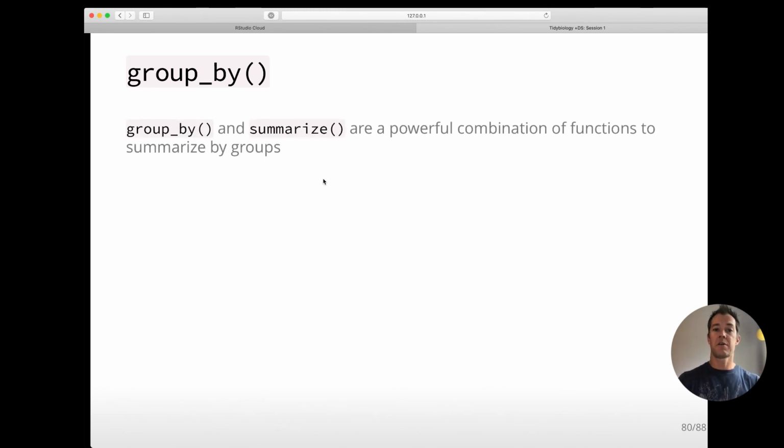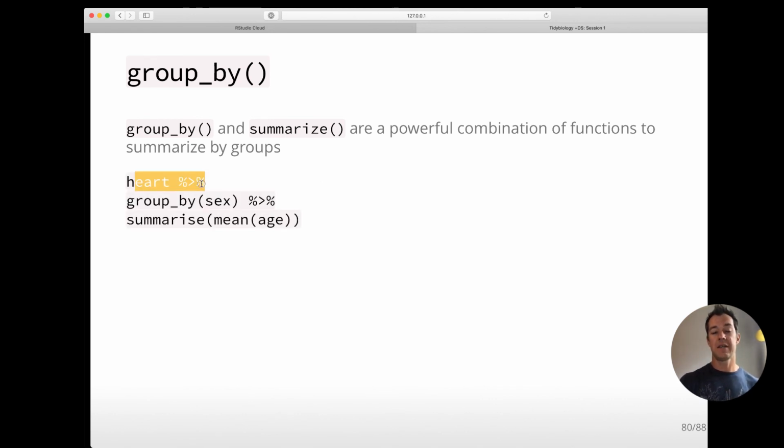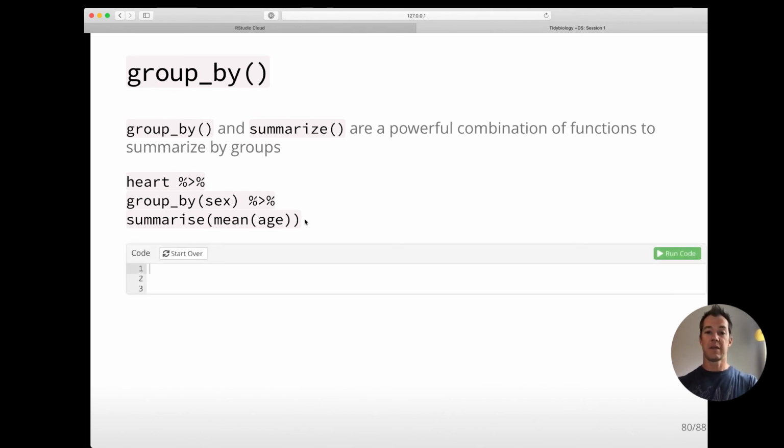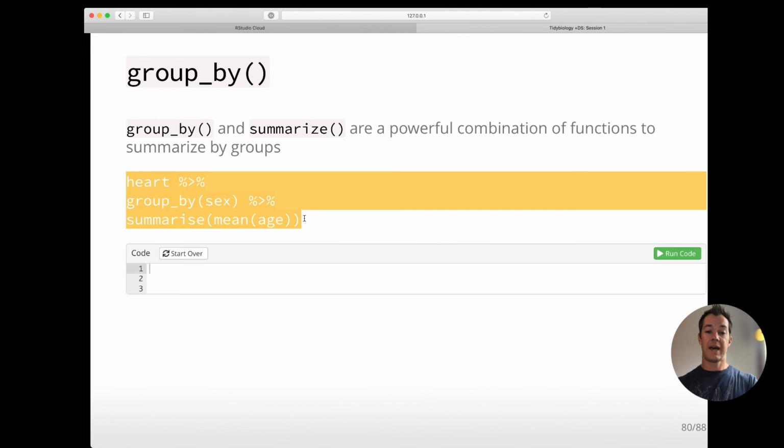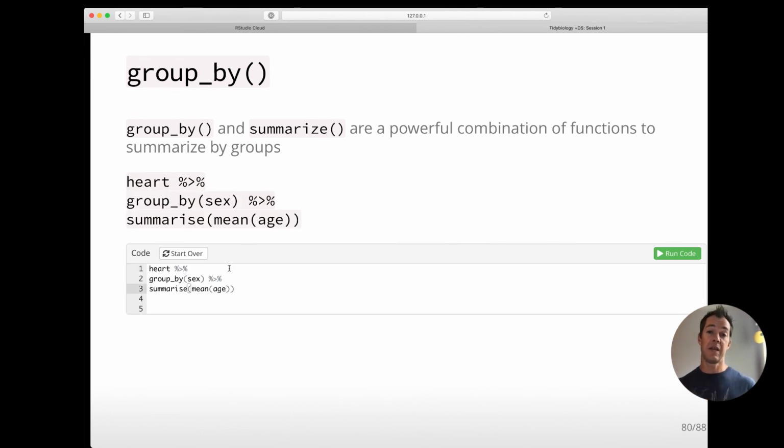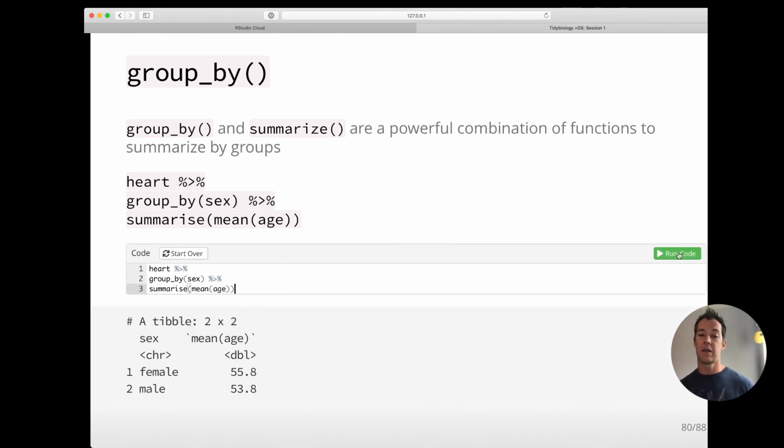All right, now, the reason that this is so powerful is because it's got a pair, a partner that makes it a powerful combination. We can do the exact same heart summarize mean age, but we can throw in a function called group by. Group by allows us to summarize by groups. So if we take heart, run group by, and then summarize by age, what we end up with, instead of a 1 by 1, is a 2 by 2. Before we collapsed it by just doing a summary, but now we grouped it.